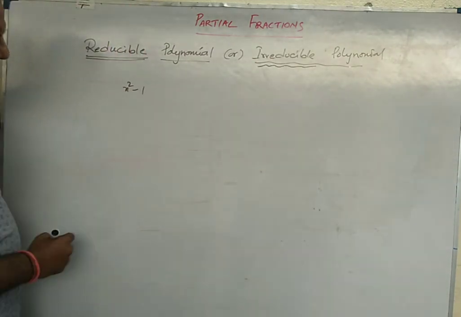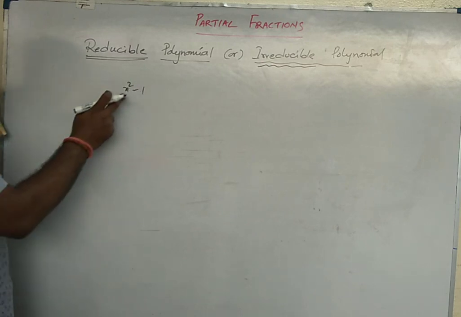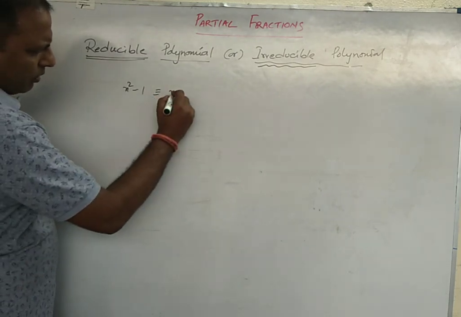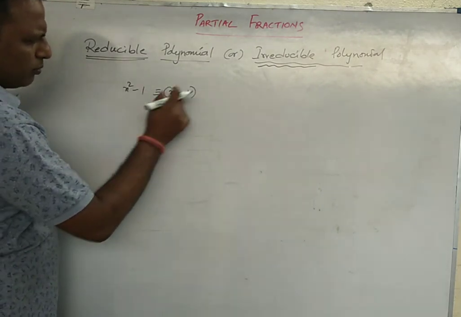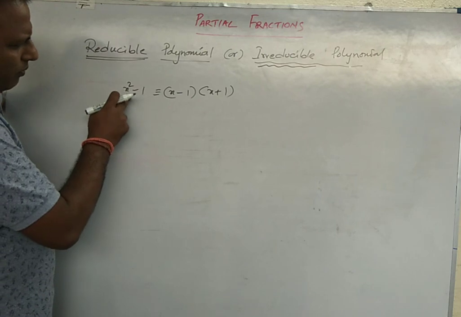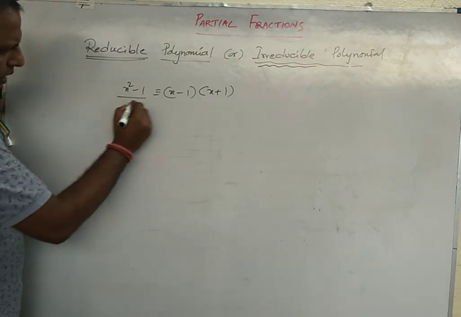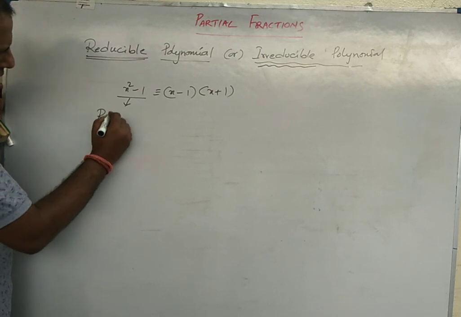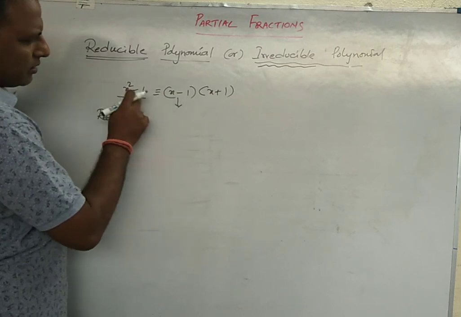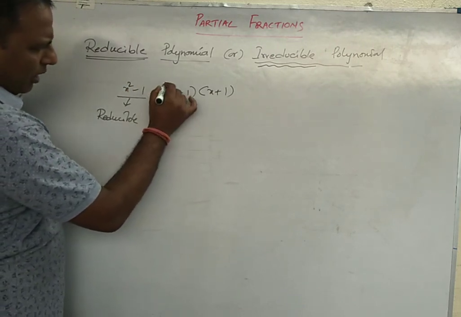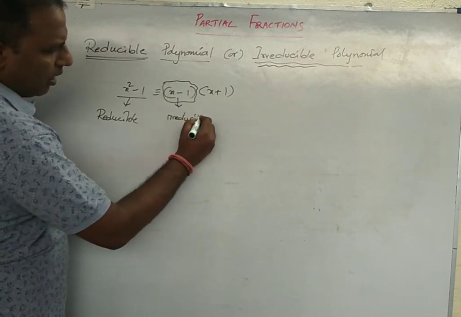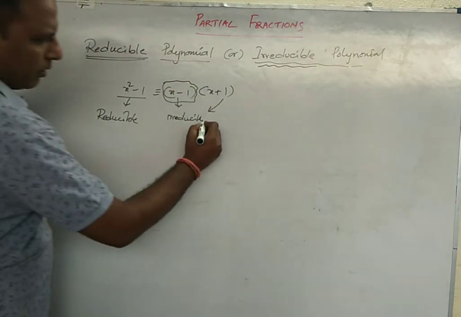x squared minus 1 is the term. This is a polynomial of degree 2. It is identically equal to x minus 1 into x plus 1, isn't it? So what type of polynomial is it? x squared minus 1 is a reducible polynomial. What about x minus 1? One of the factors in x squared minus 1 is x minus 1. x minus 1 is irreducible. x plus 1 is also irreducible.